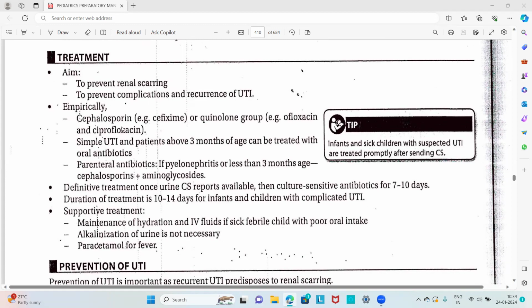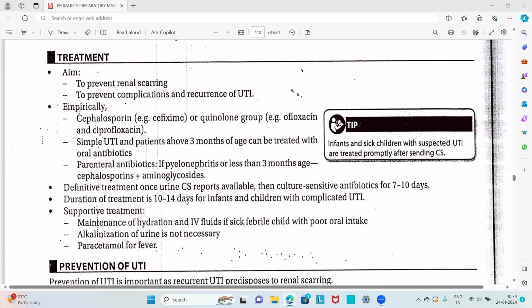Empirically, that is before the culture and sensitivity report, we can use a cephalosporin, for example cefixime, or a quinolone group, for example ofloxacin and ciprofloxacin. Simple UTI in patients above 3 months of age can be treated with oral antibiotics. If there is pyelonephritis or the child is less than 3 months of age, we have to go for parenteral antibiotics like cephalosporin plus aminoglycosides. Then definitive treatment, once the urine culture sensitivity report is available, is culture-sensitive antibiotics for 7 to 10 days.